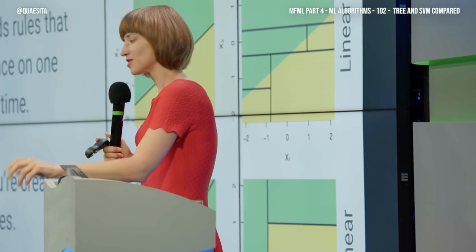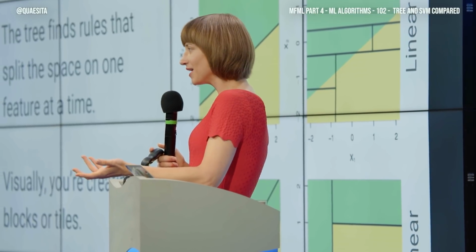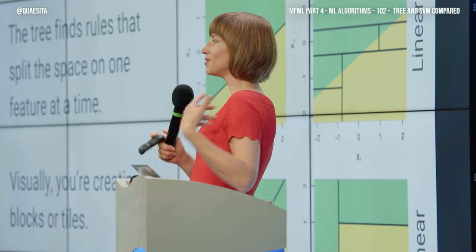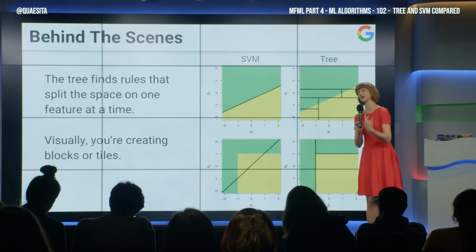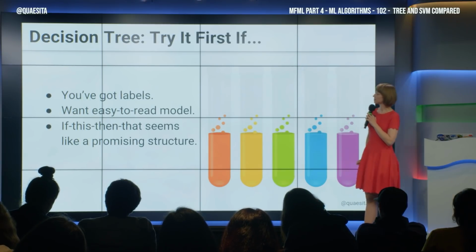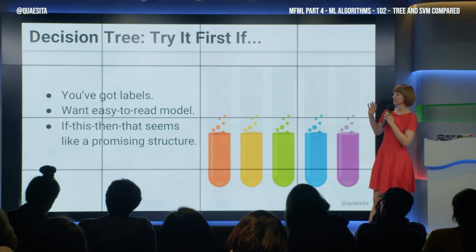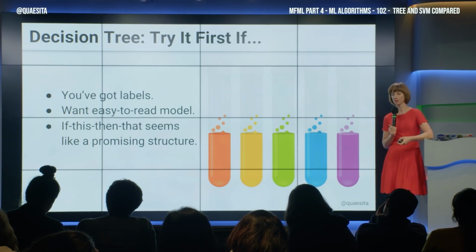You have a lot of situations where lovers of some or other method will say, hey, you don't need that other fancy method. Look, we can do the same thing with our method. They just tamper a little bit with the features first to make the features friendly to their method, and then their method works. So you can do a lot by altering the features, or you can approach it by altering the algorithm. So when do you try this first? When you've got no labels, when you want an easy-to-read model, or when, if this, then that seems like a promising structure for your problem.